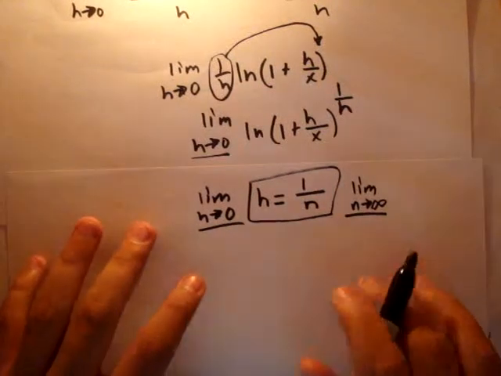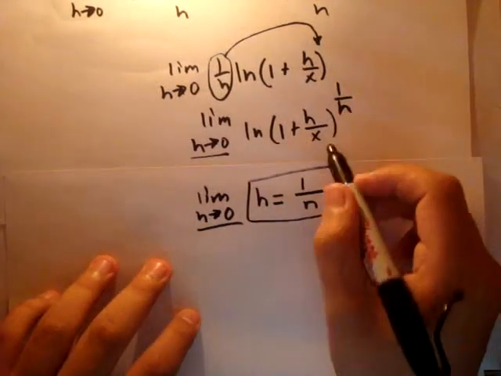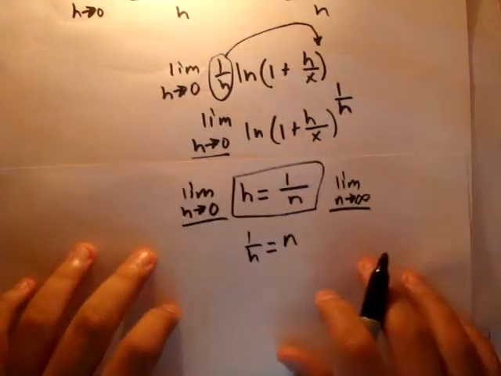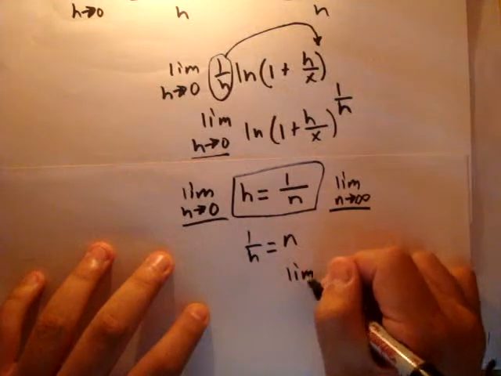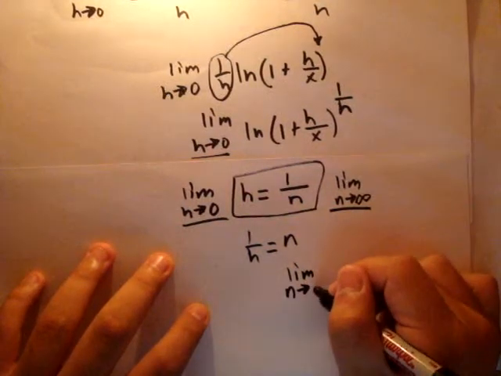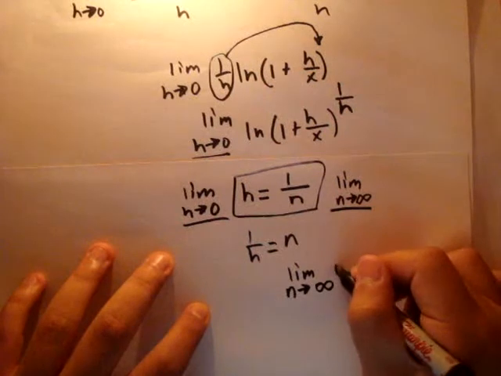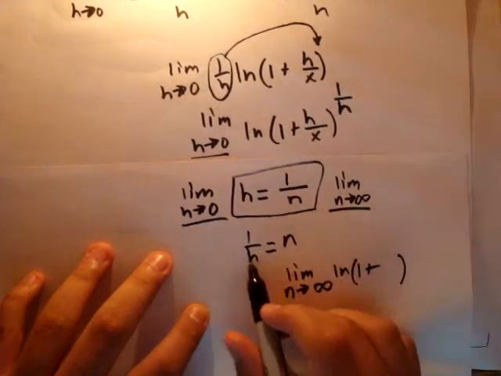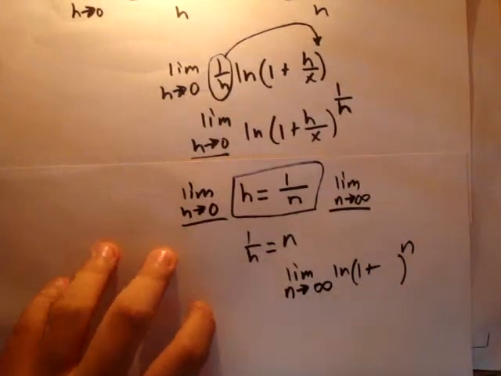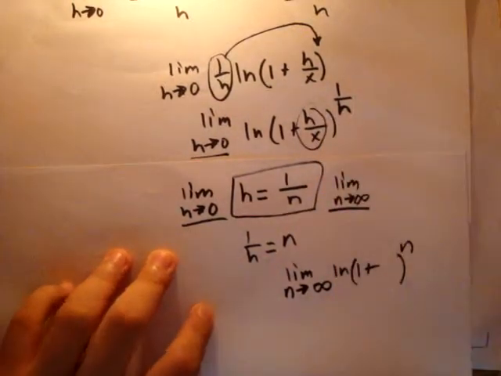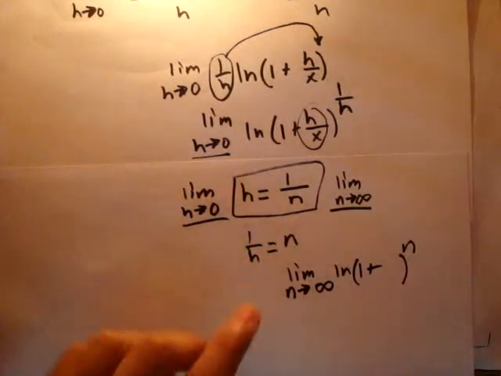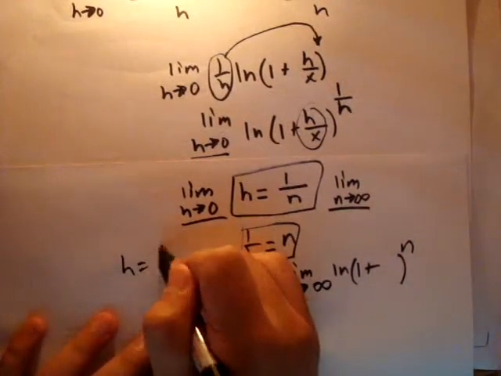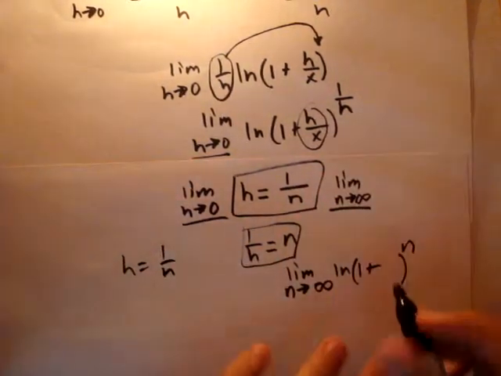So now we can actually make a substitution. Here we see 1 over h, so 1 over h is the same thing as n. We're going to make that substitution. So now we're going to make everything into n, as n approaches infinity, of ln of 1, okay, we're going to leave a gap because we're going to change that as well. 1 over h we determined to be n. Now right here, h over x, we can just rewrite it using this property right here. So h equals 1 over n. We can just simplify it in there directly.